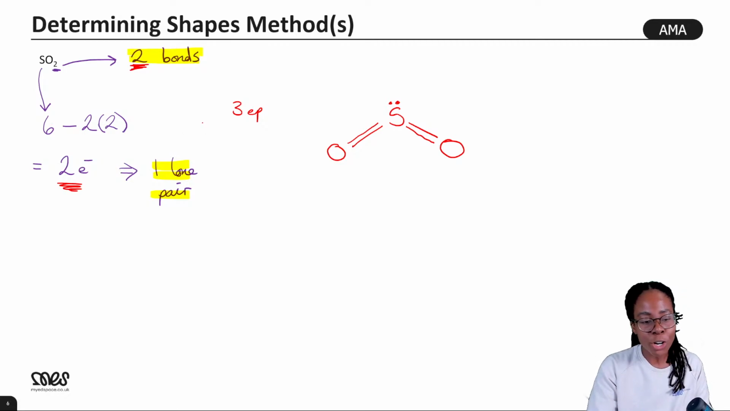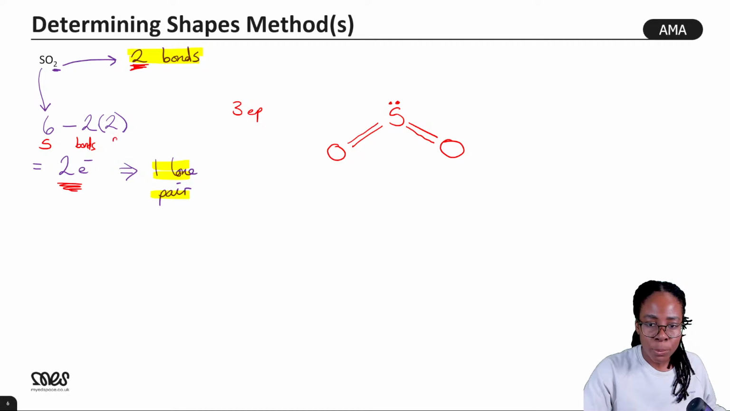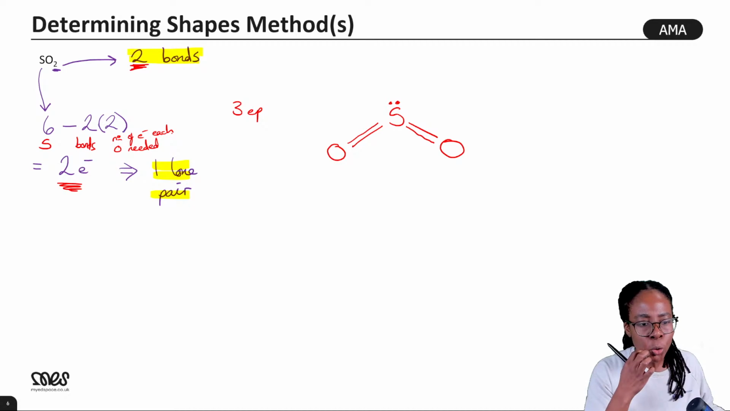Okay, Maya, redox is coming soon. 6 from sulfur's valence electrons, 2 from the number of bonds, and then 2 from the number of electrons that each oxygen needed.